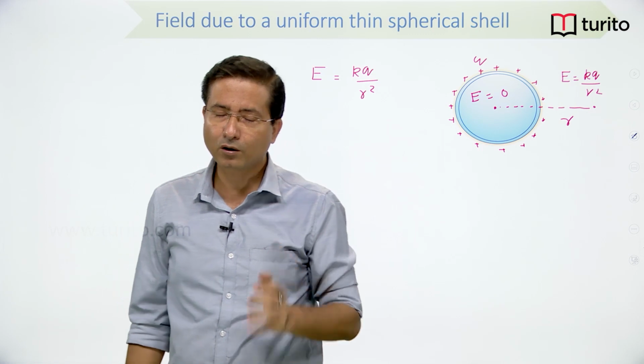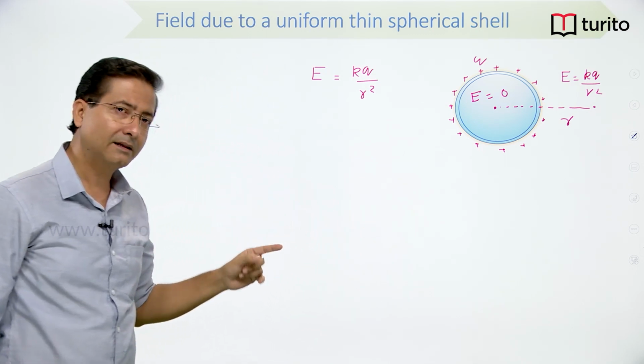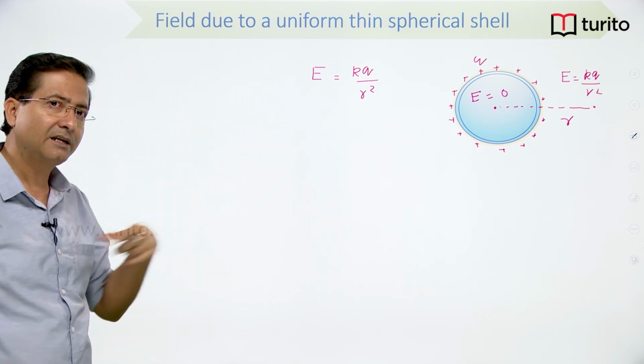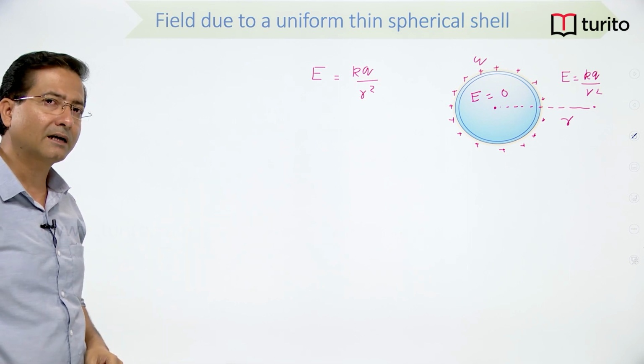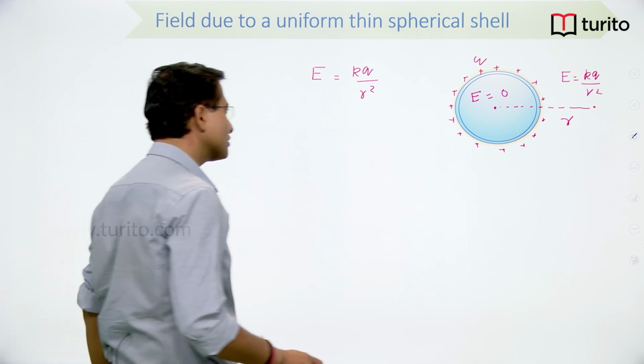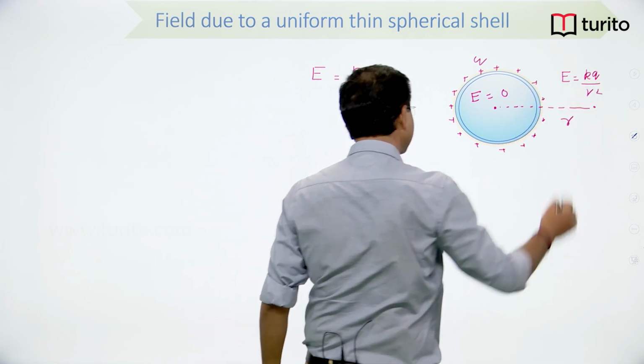but keep in mind that this is valid only when the distribution is uniform. If the distribution becomes non-uniform, then again use the method I told you: take the ring, integrate, and you will get the field at that particular point. So for uniform distribution you can directly apply this expression.